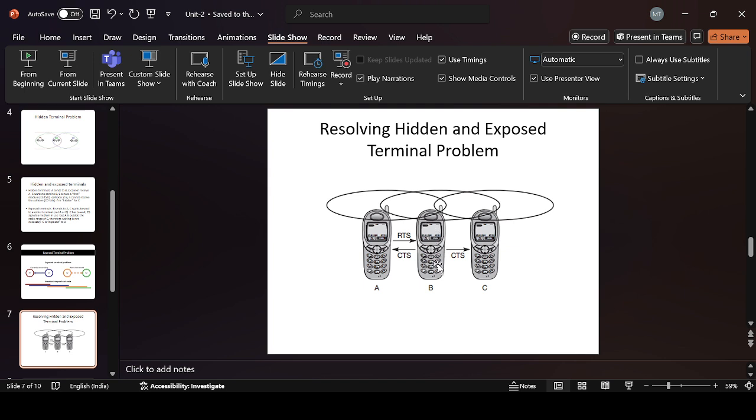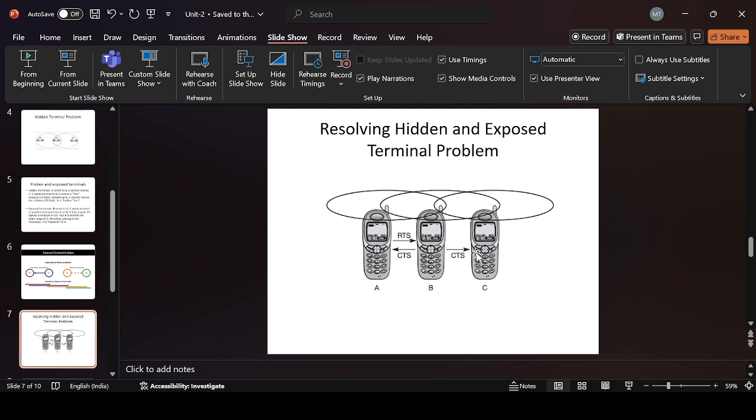Since B's range reaches A as well as C, the CTS will be received both by A as well as C. Now, when C receives the CTS, it will understand that the transmission is only between A and B, and the time duration will be mentioned there. C will wait until the transmission is over. Once the transmission is over, C can transmit to B. This is how the hidden terminal problem is resolved.